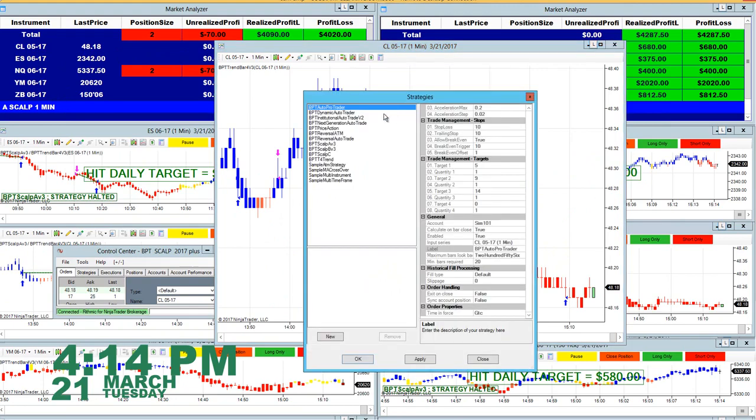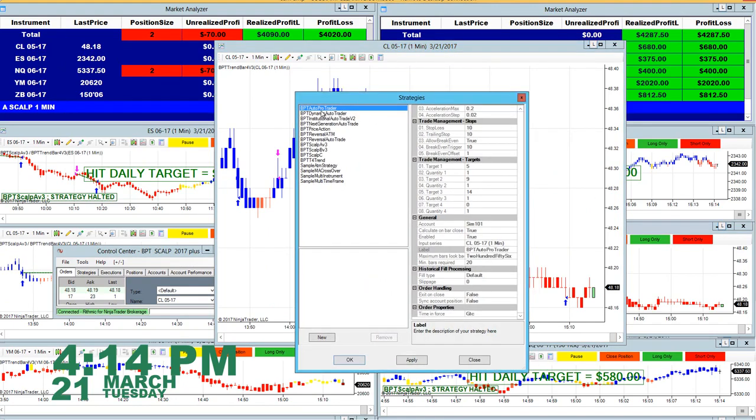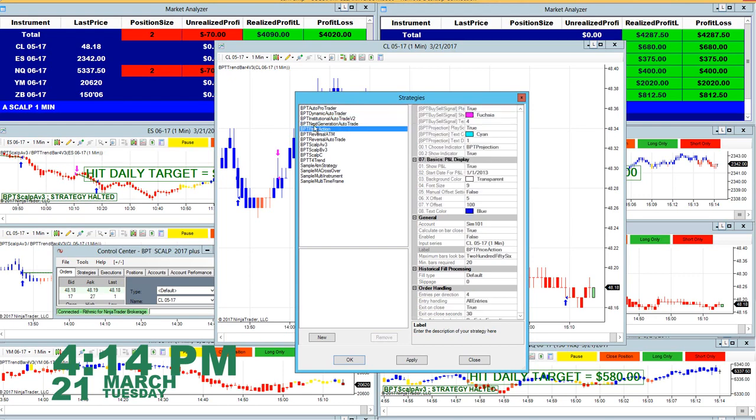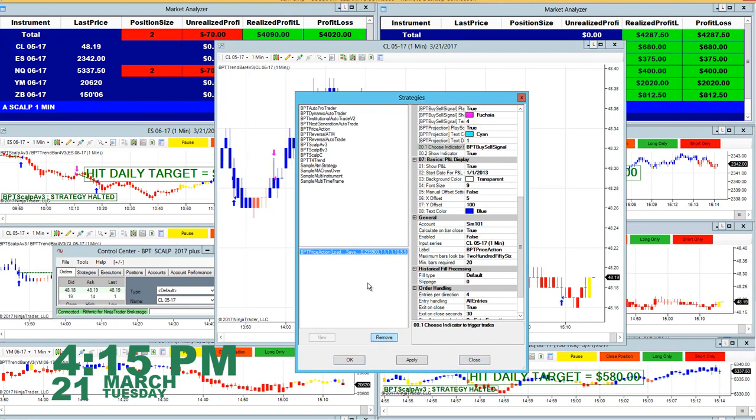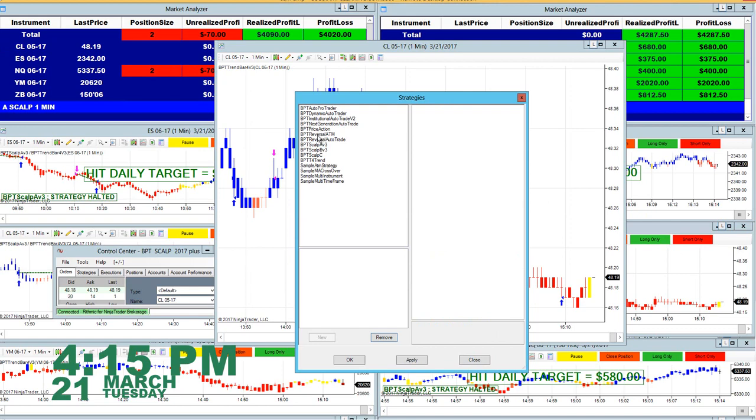On your package here, we have the Auto Pro Trader, Dynamic, Institutional, Next Generation, and Price Action. The Price Action has 2 different auto trades. This one here is based on a projection, and under it there is another auto trade on a buy sell signal. Then we have the reversal ATM, reversal auto trade, scalper A and B and C, and the T4.